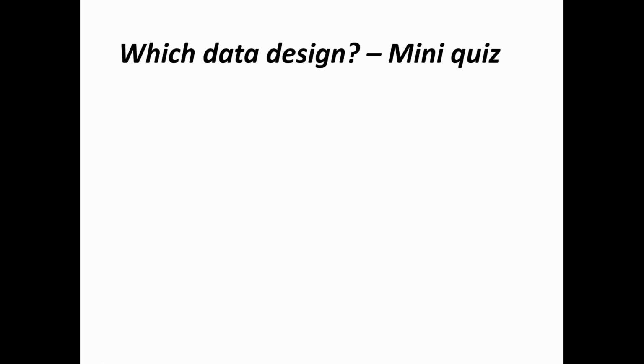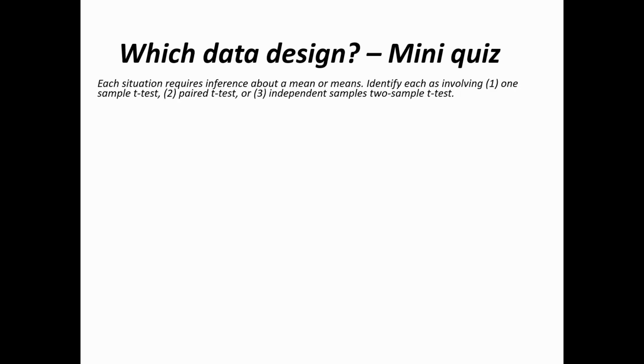Now we're going to look at this mini quiz. You're not graded on it, but do try to answer because this is going to help you on the actual quiz next week. So each situation requires inference about a mean or means. Identify each as involving either 1, the one sample t-test, 2, the paired t-test, or 3, the independent samples, 2 sample t-test.